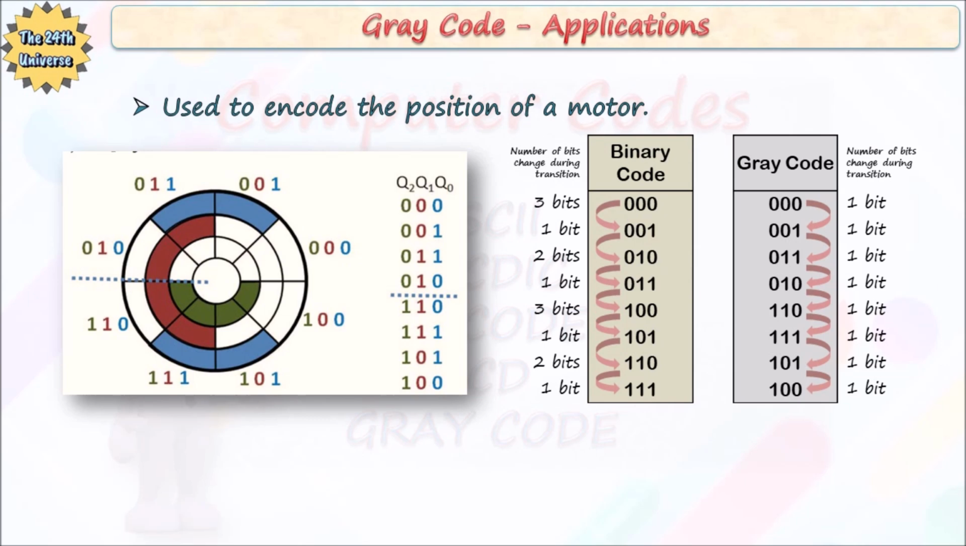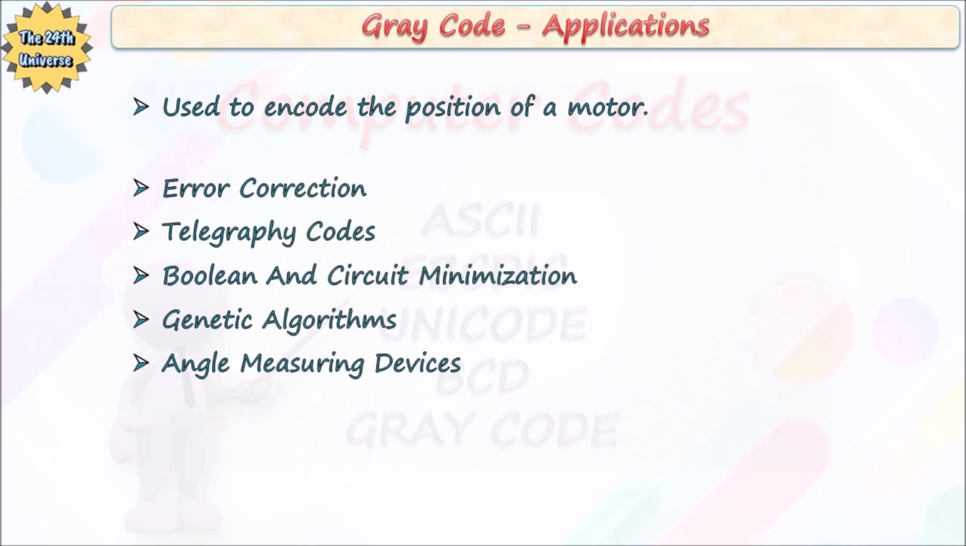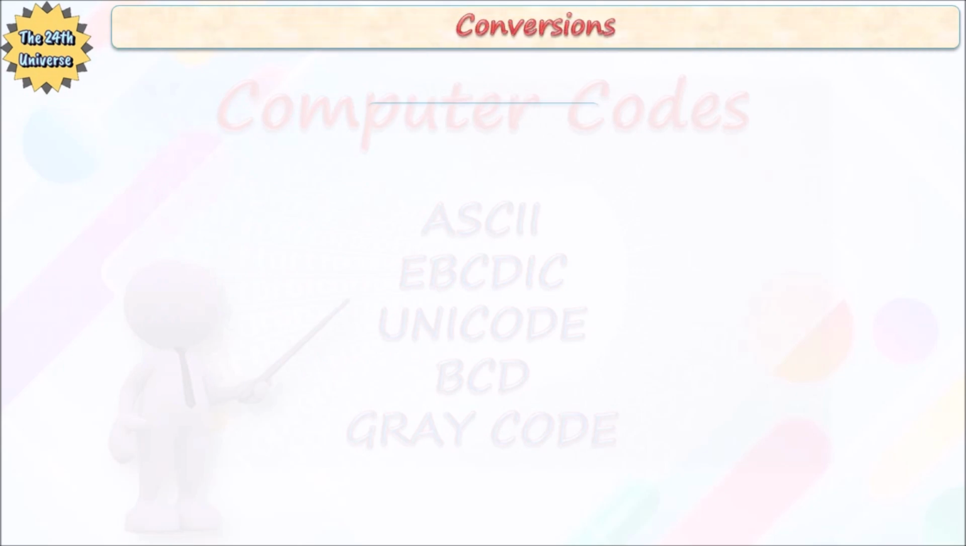Even worse when the transition is from 111 to 000 or from 011 to 100. But with gray code, since there is only one bit change, the reading cannot go wrong. Apart from this, gray codes are used in error correction, telegraphic codes, Boolean and circuit minimization, genetic algorithms, angle measuring devices, and so on. Now let us look at the conversions.